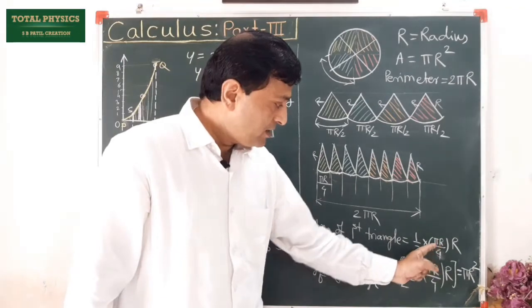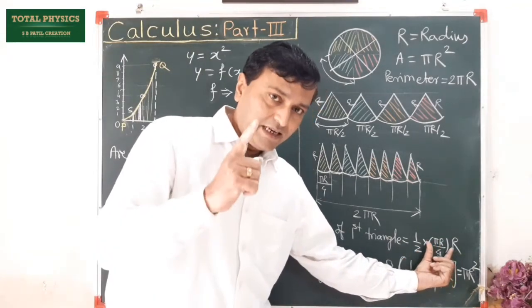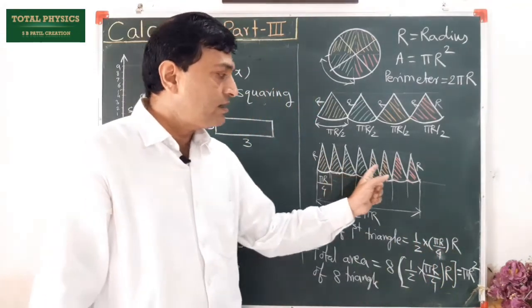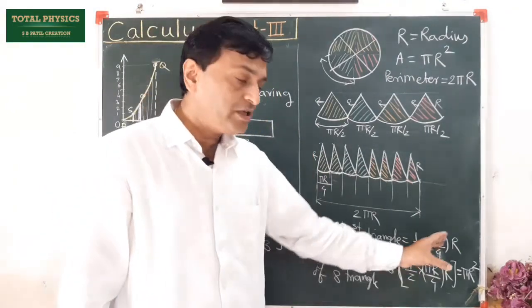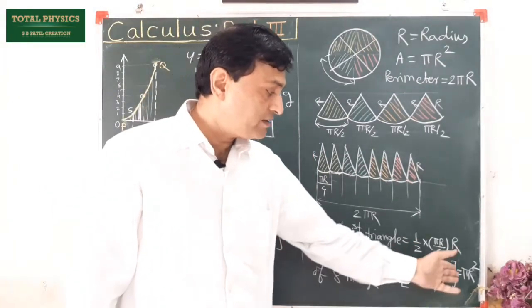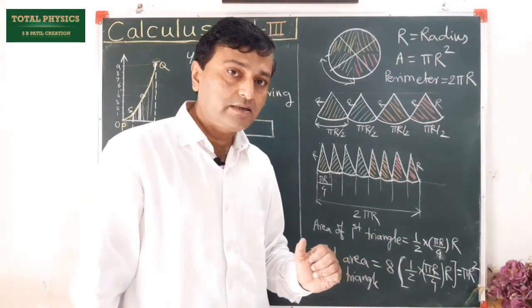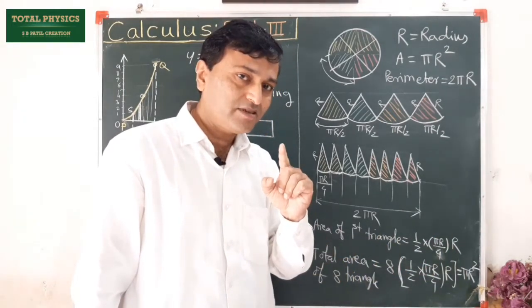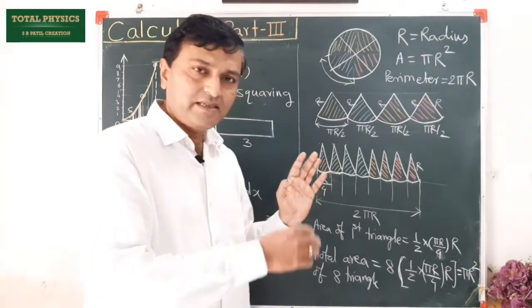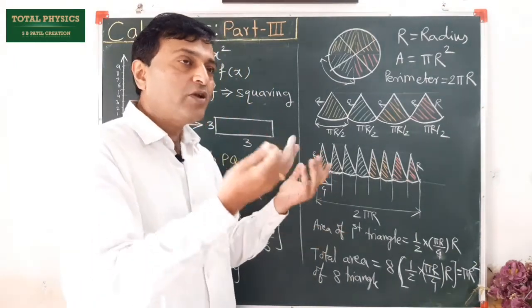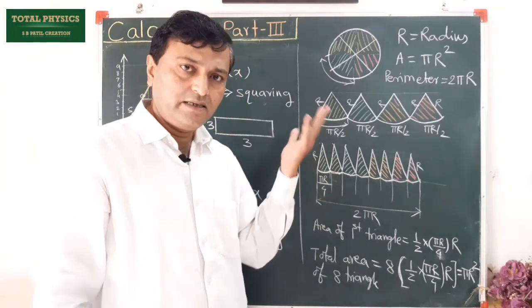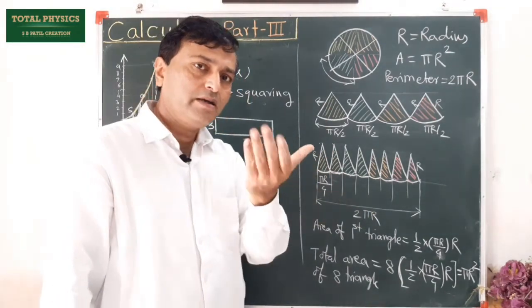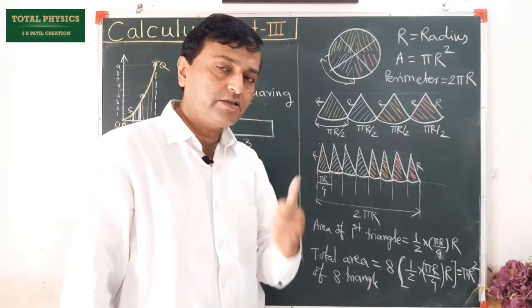Then this is one area. How many areas are there? There are 8. The total area of the 8 triangles will be 8 into this area. Then you can get pi r square. That is the area of the circle. This is a way to visualize integration. It means that if you keep increasing the triangles, you are getting calculus, you are getting integration. Simple.